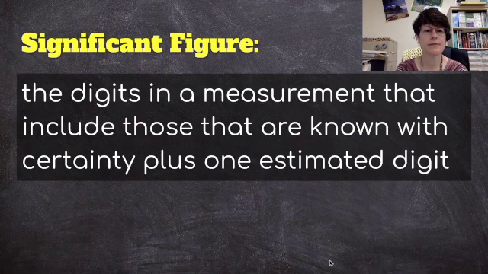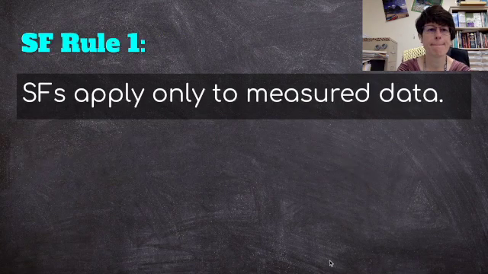So what is a significant figure? It is the digits in a measurement that include those that are known with certainty plus one estimated digit. These have to really do with the precision of measurements, how precise we can get, how exact, how close to perfect we can get our measurement. Now, our measurements will never be perfect or exact, because we just can't measure that fine. I mean, there's always some uncertainty in measurement. So this shows us what that uncertainty is.